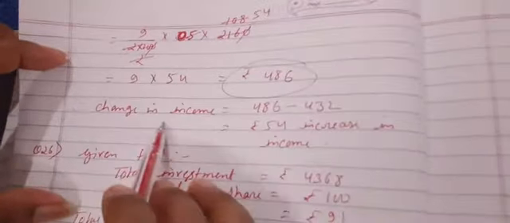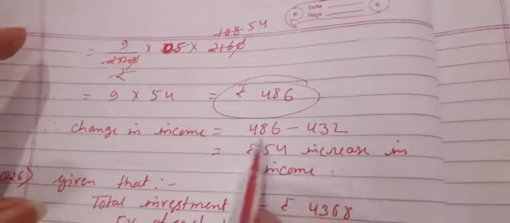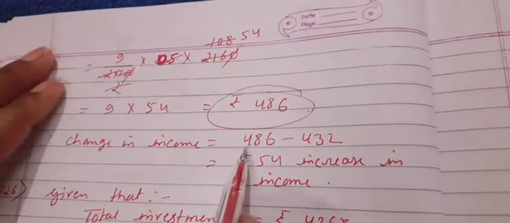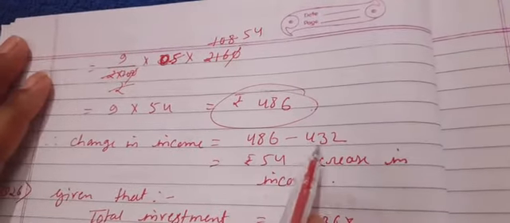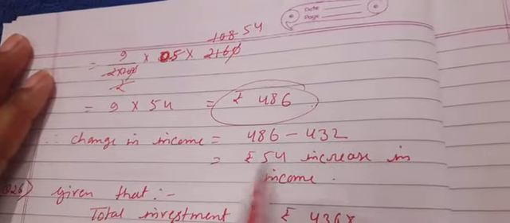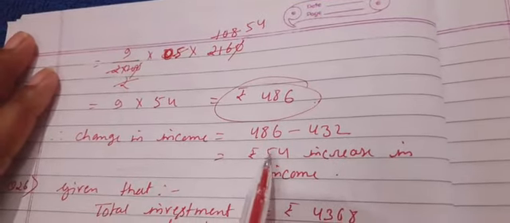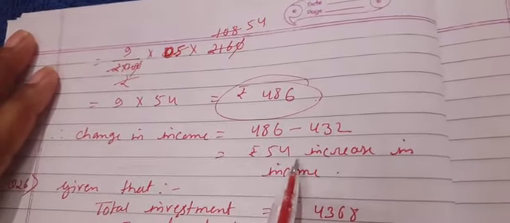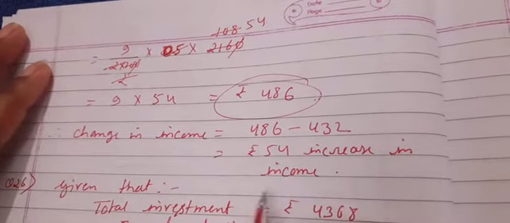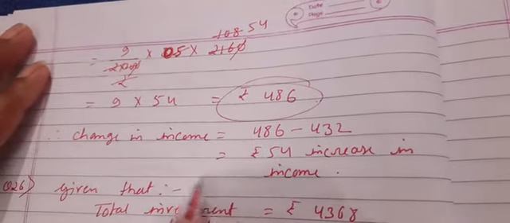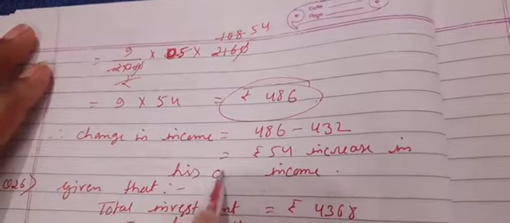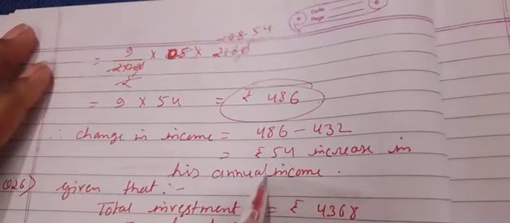It means change in income is what? We subtracted both the thing. This time he is getting 486 rupees, earlier he was getting 432. So there was rupees, so subtracted, and this is equals to 54 rupees. So I have written rupees 54 increase in his annual income. Fine, children.